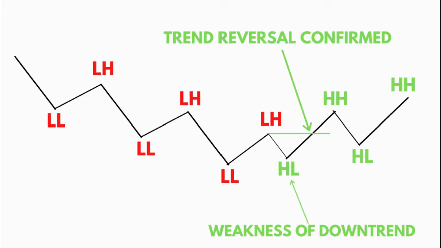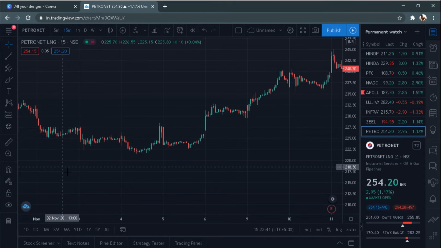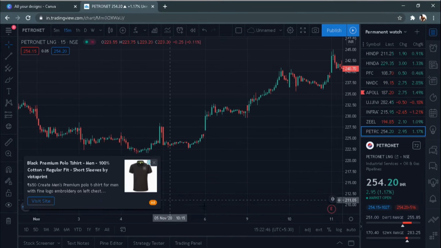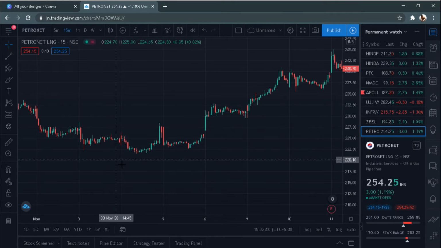Now obviously we are going to look at a real life example to get more clarity. So now looking at a real life example of the trend reversal. In this example, I have not marked higher lows and lower highs because I want you to identify them yourself and get more clarity. That will ensure that you have understood the concept very well.